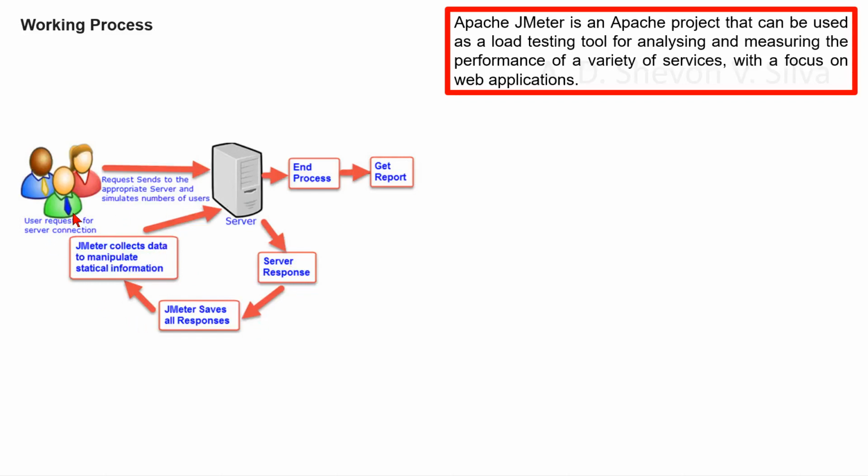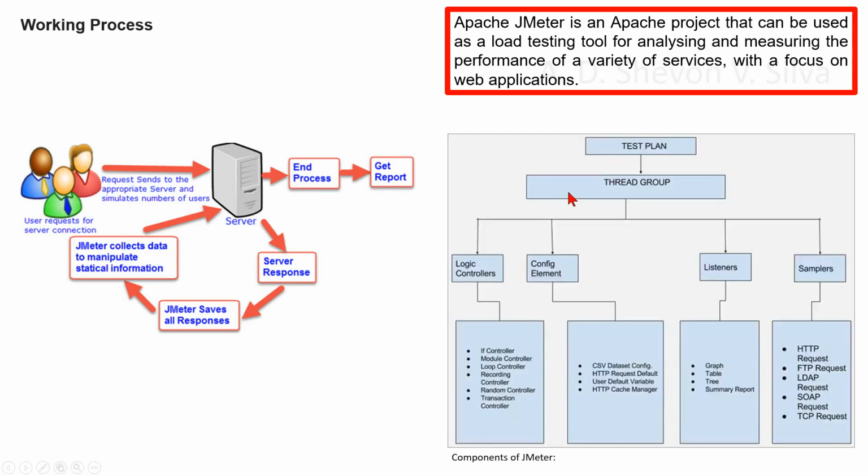The user request for server connection is sent to the appropriate server and simulates a number of users. The server is connected to a server response. The server response is connected to JMeter, which saves all responses. JMeter then collects data to manipulate statistical information, and that is connected to the server, and the server is connected to the end process, and the end process is connected to get report.